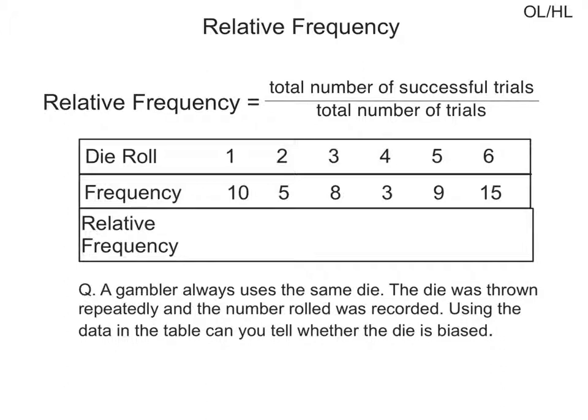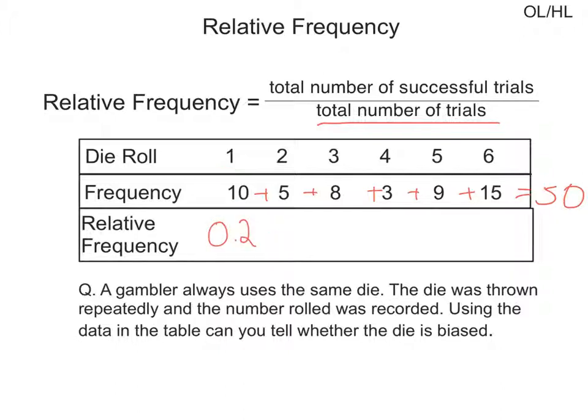From the relative frequency formula, we need to know the total number of trials. To get the total number of trials, we will add up the frequency. So 10 plus 5 plus 8 plus 3 plus 9, and we'll get an answer of 50. So there were 50 trials in total. The relative frequency for 1 is the total number of successful trials, in this case 10, divided by the total number of trials, 50. Usually we write the relative frequency as a probability value. So 10 out of 50 is 1/5, which is 0.2.